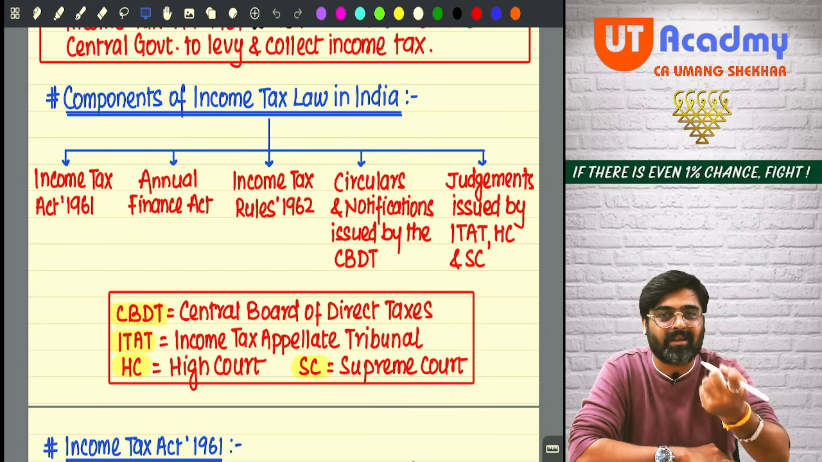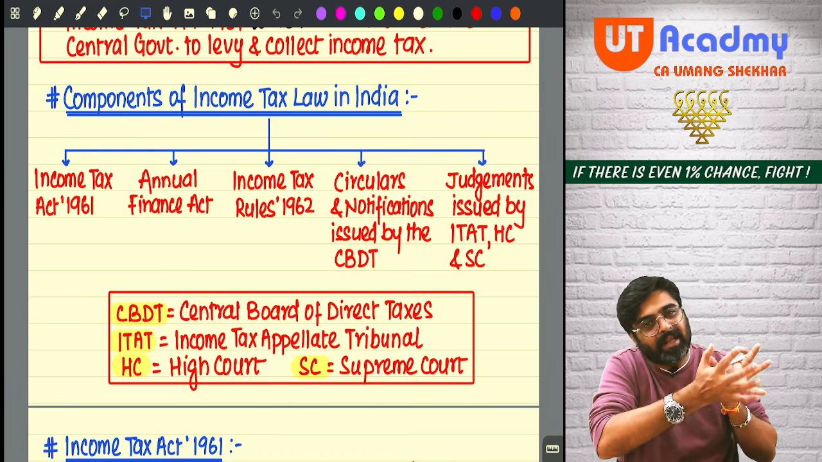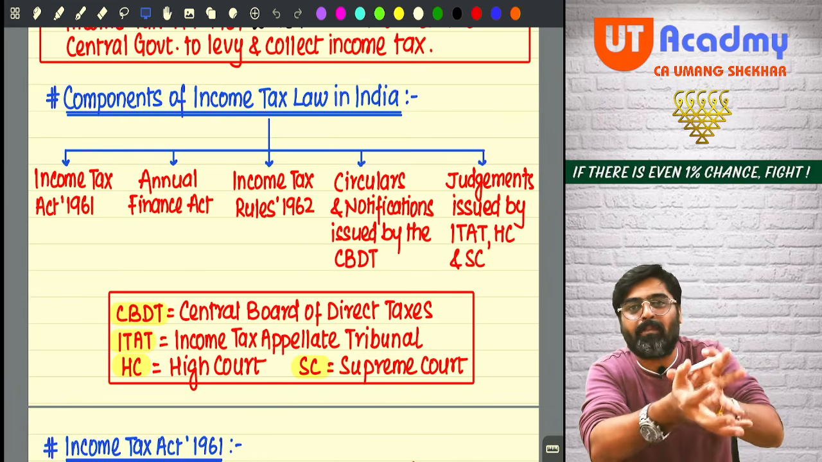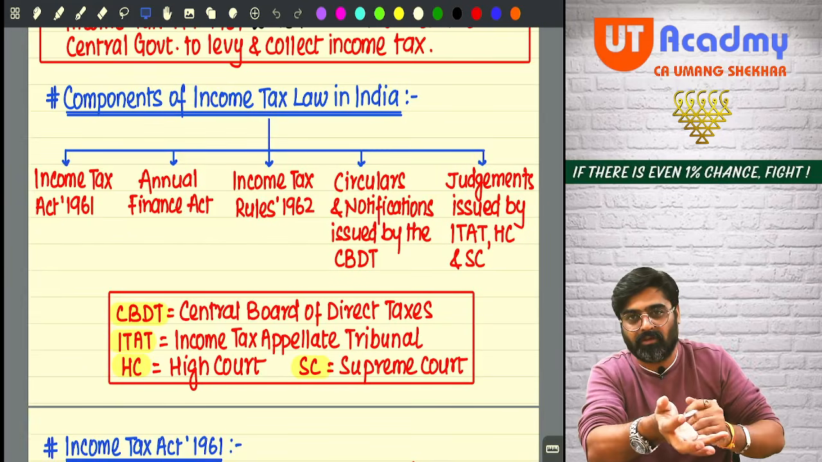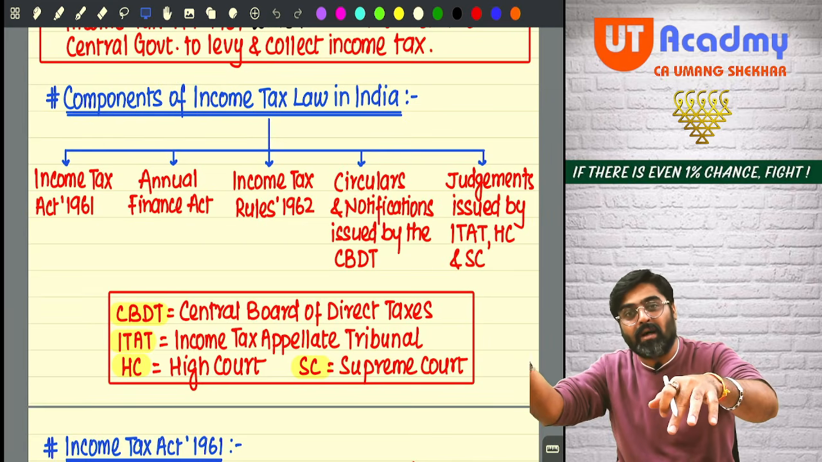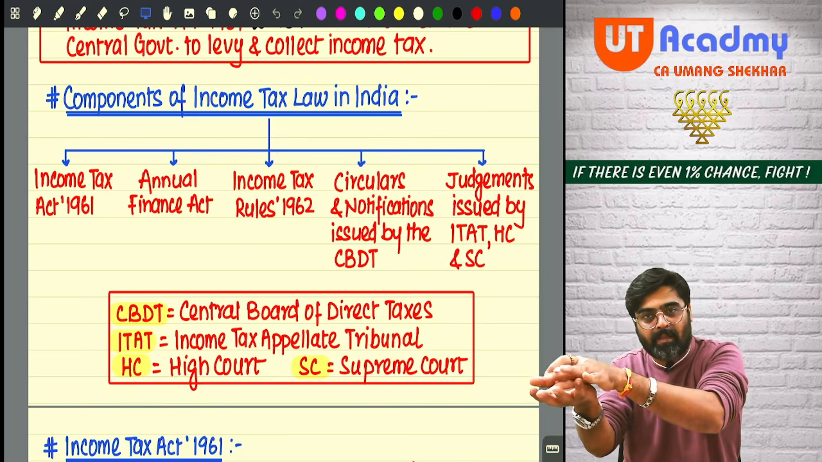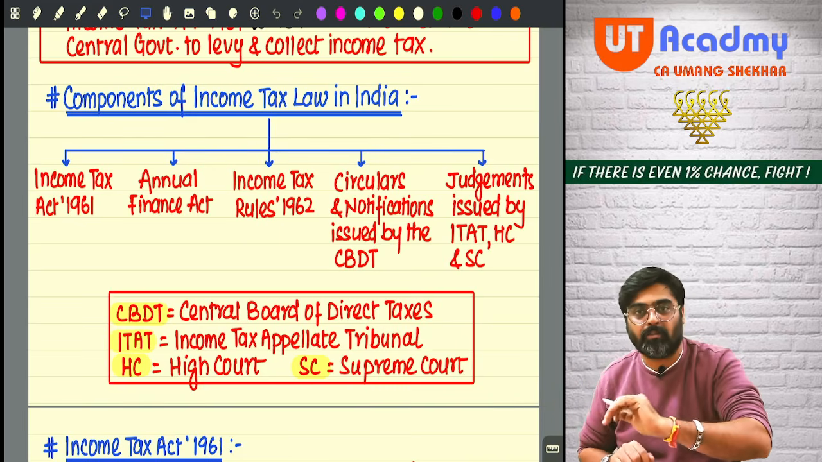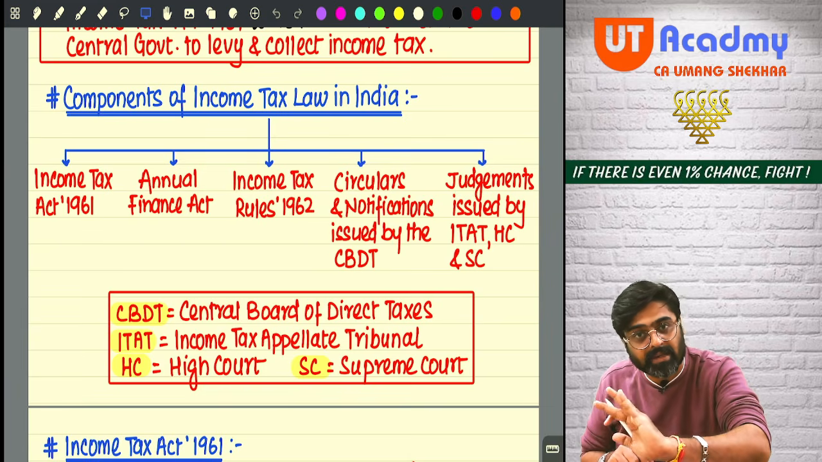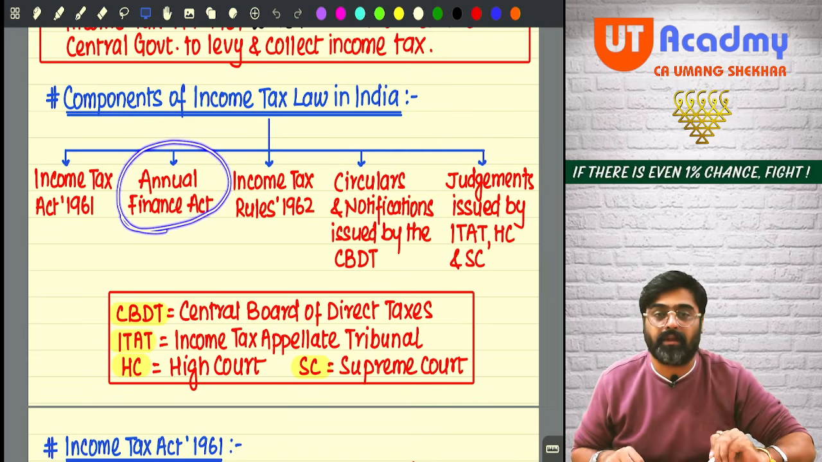A new Income Tax Act does not come into existence. The existing Income Tax Act is made applicable with a few changes for the next year. Then that year is over. For the subsequent year, that same Income Tax Act will be made applicable, but with a few changes. But those changes in the Income Tax Act are brought every year through the Annual Finance Act.